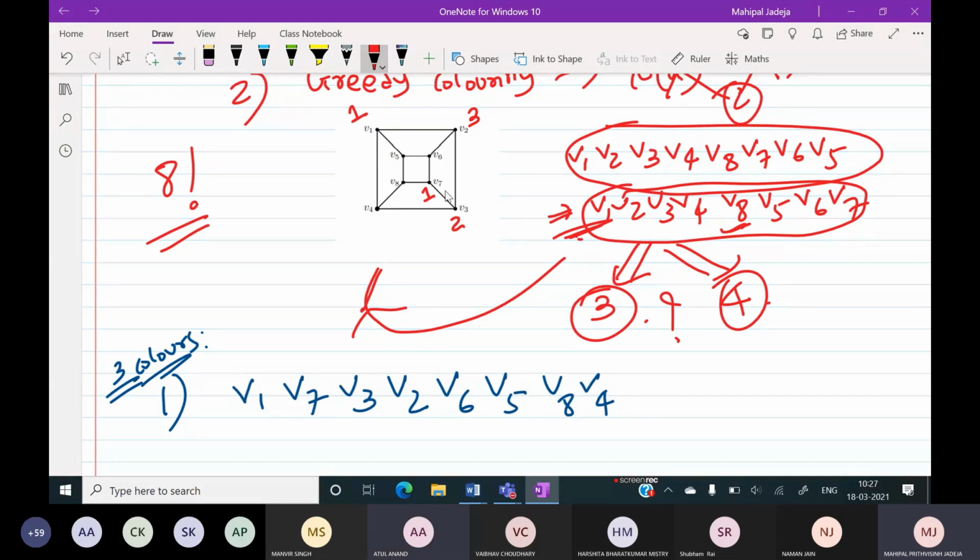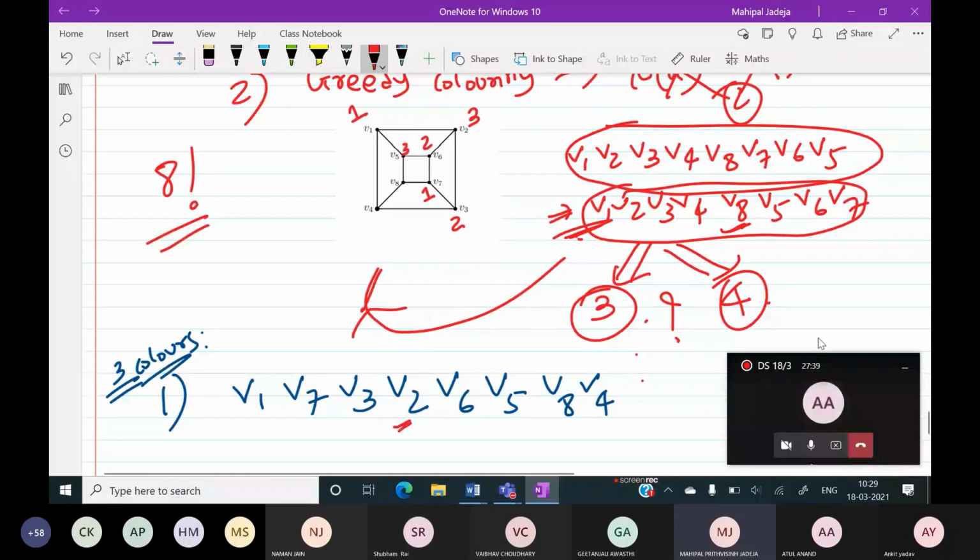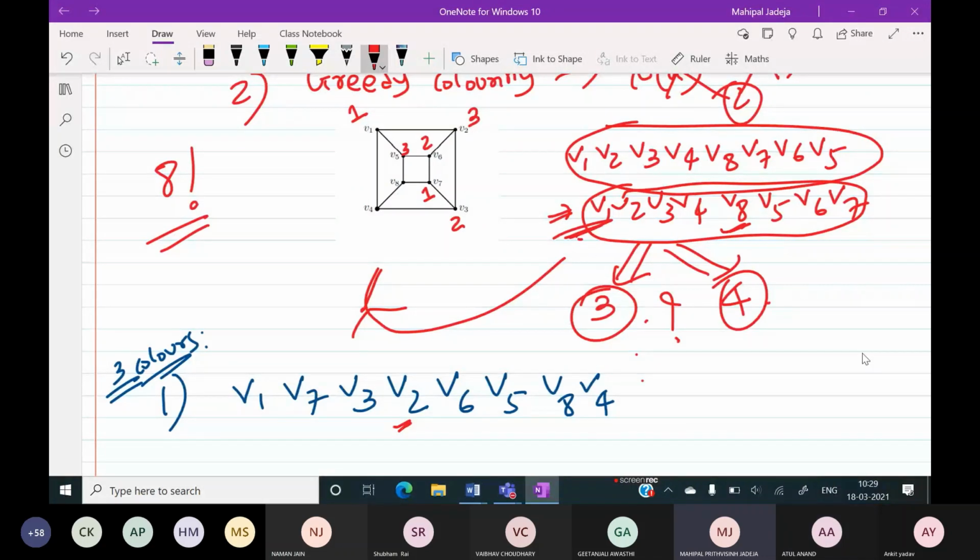Next, V6 is 2. Now talk about V8. You can see the labels up to V5 now, right? Yes, sir. For V8, there is only one possibility: we need to use color 2 only. And for V4, it is 3, the third color. Okay, very good.